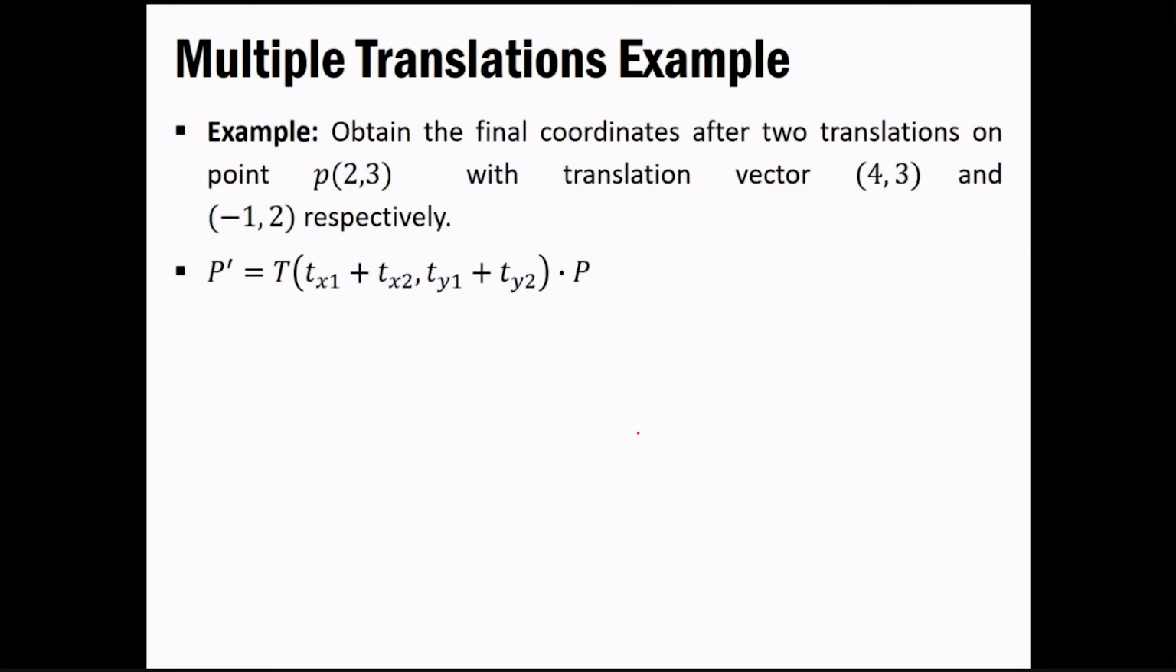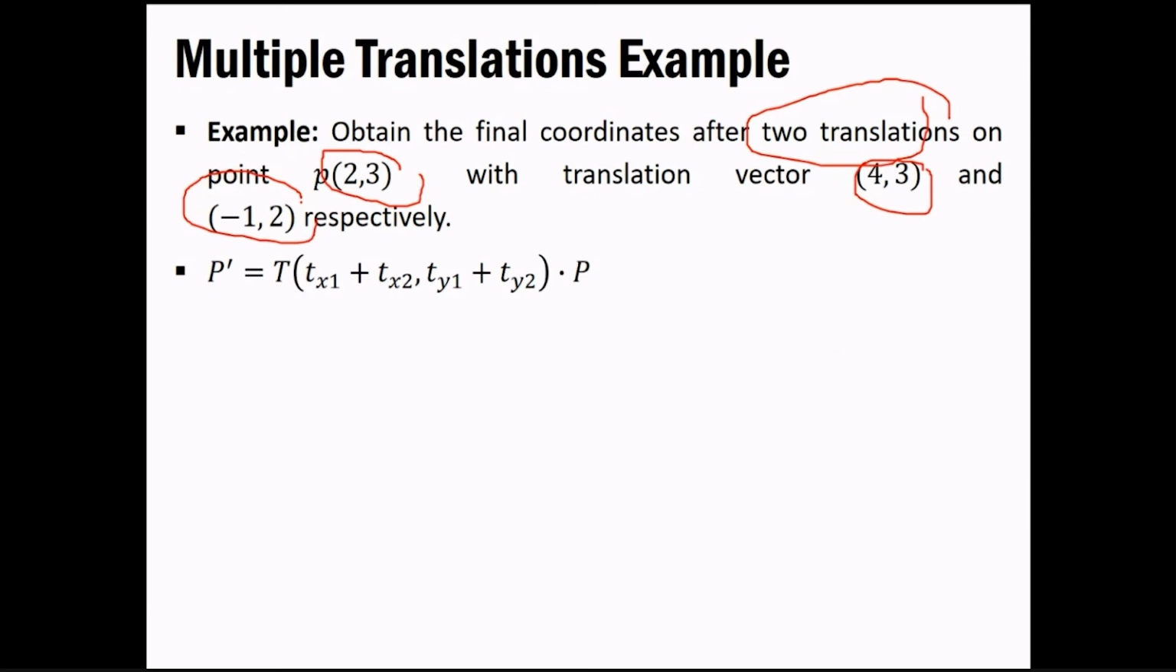Okay, so now for a multiple translation example, we will just see this last example and then we'll finish today's lecture. Okay, so now obtain the final coordinates after two translations on a point p (2, 3) with translation vectors (4, 3) and (-1, -2) respectively. A few things here: you just need to put it in the equation that we have just derived, and go ahead with it.